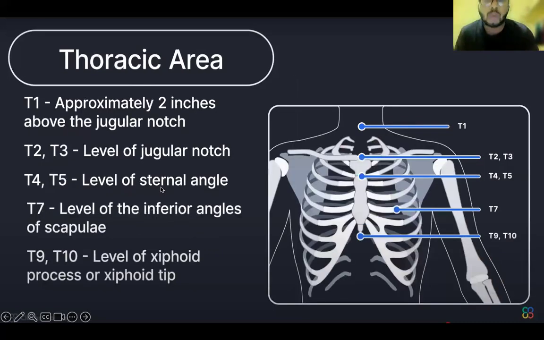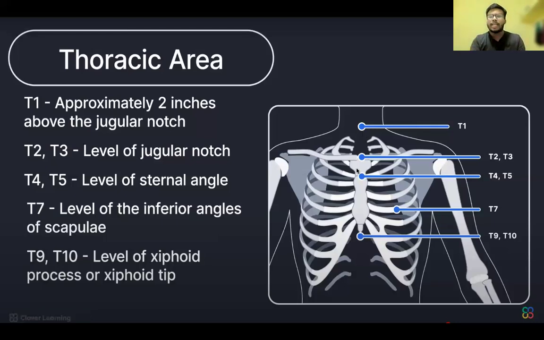Now we are going to discuss the external indicators or surface landmarks in the thoracic area. In the thoracic area, we have the first thoracic vertebra. At C7, T1 we have the vertebral prominence, and at the same level we have the T1 vertebra. It is 2 inches above the jugular notch. Here we have the sternal notch or jugular notch. So the T1 vertebra is 2 inches above this jugular or sternal notch. Clear? So T1 is approximately 2 inches above the jugular notch.